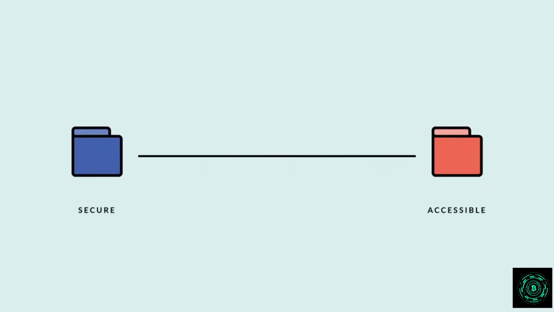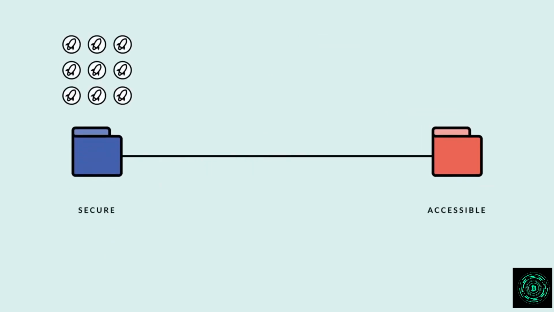On this wallet spectrum, people keep the majority of their holdings on the secure side, and just enough to use on the accessible side. They top off a hot wallet with assets from their cold wallet when necessary, like banks move assets from the vault to the cash register. And different wallets fall at different points across this spectrum, from hardware wallets to mobile wallets to web wallets.